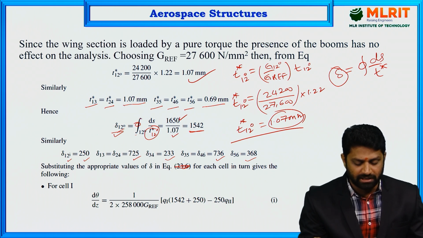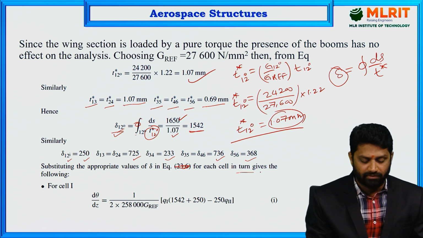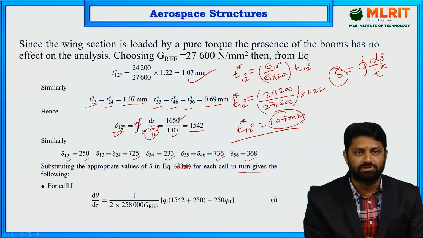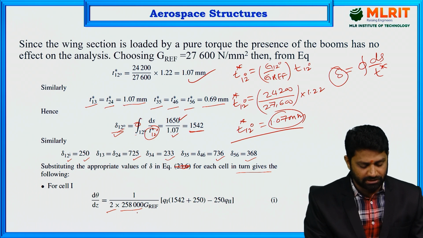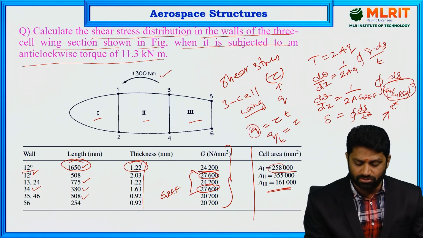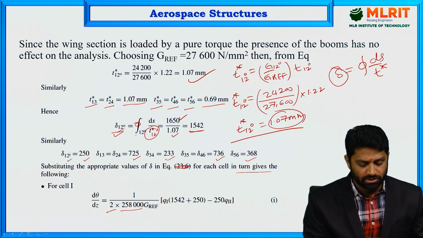When you write for cell 1, the rate of twist formula is d theta by dz, which equals 1 divided by 2 into G, so G into the area of the first cell. The area of the first cell is 258000. So we write the area and the G reference value.